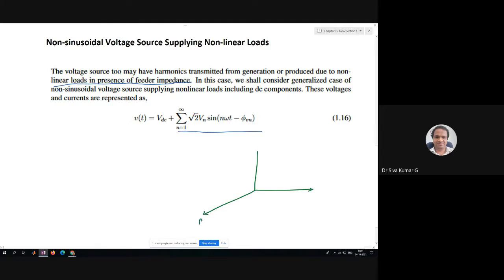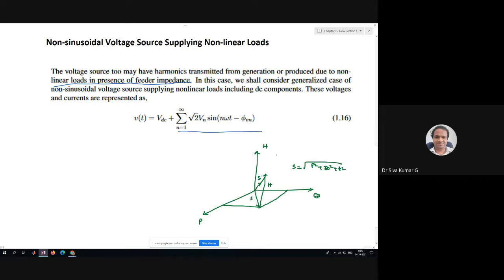Maybe this axis is the power P, this is Q, and this is H. When we have only the fundamental, this is the apparent power. When you have the harmonics, with this harmonic power, we come out this way, giving S equal to the square root of P square plus Q square plus H square.